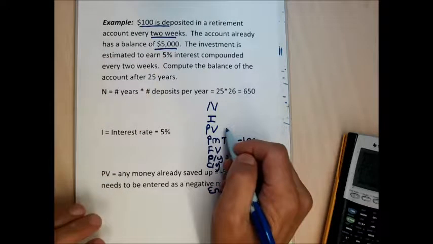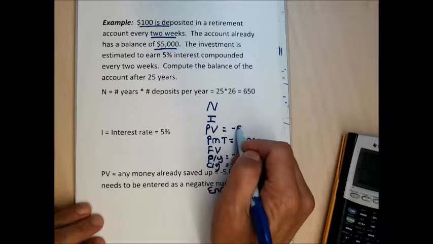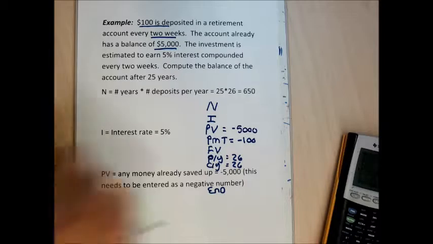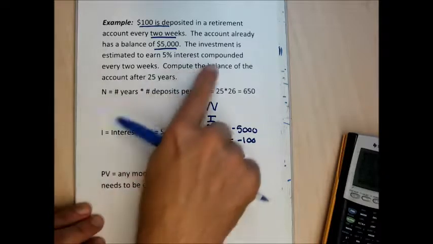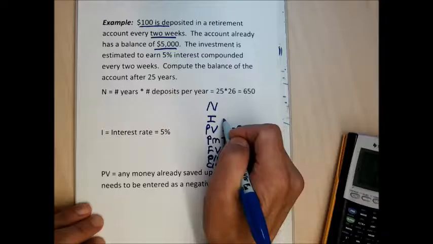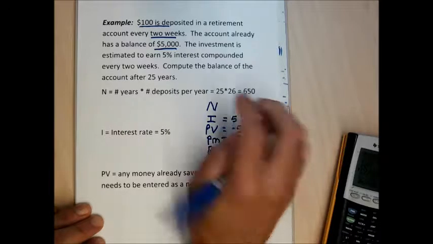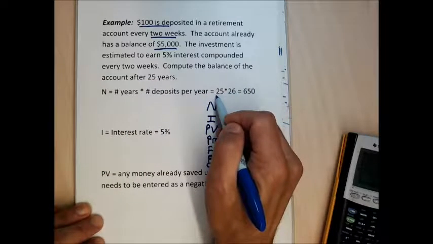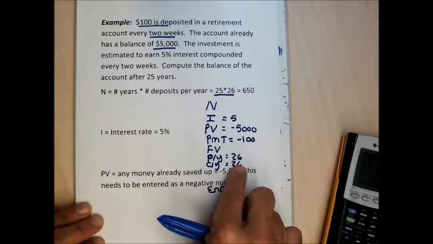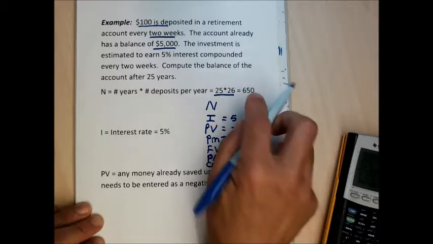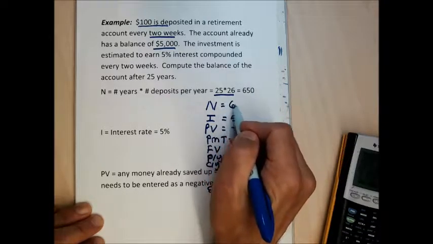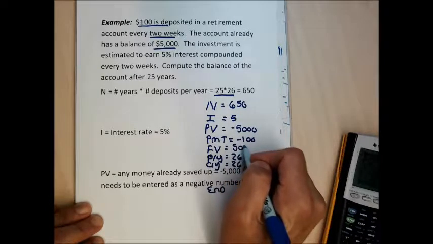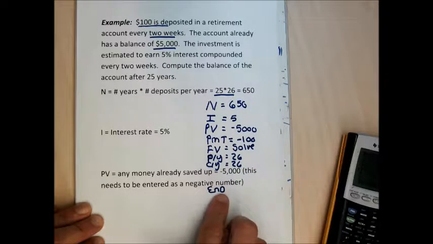This $5,000 is going to be the present value of that account, and it needs to go in as a negative because we're still saving up money, because I'm trying to find a balance in the future. The investment is expected to earn 5% interest, so that's the I. Compounded every 2 weeks. Compute the balance after 25 years. Again, the N is the number of years times the number of deposits per year. So the N is 25 times 26, which I snuck on here for myself and wrote 650 down. And I'm going to solve for the future value, leaving the bottom on N.